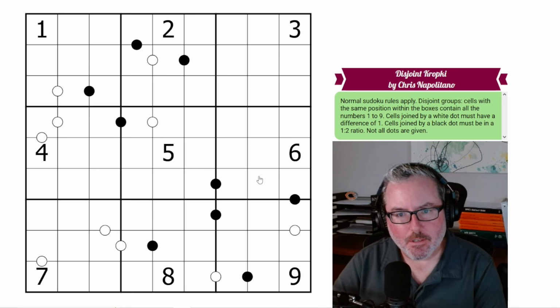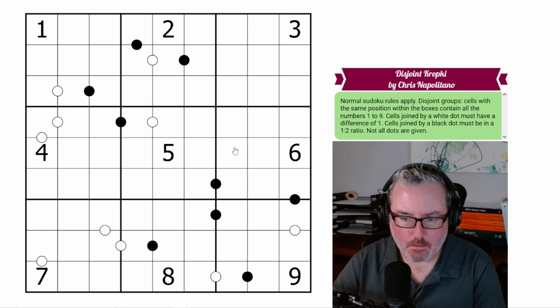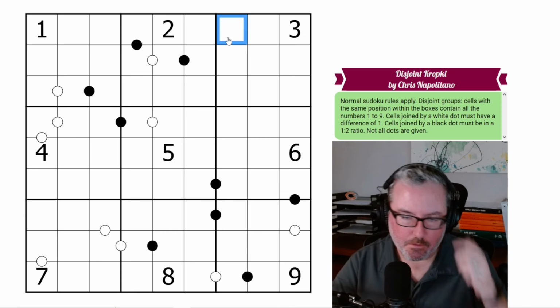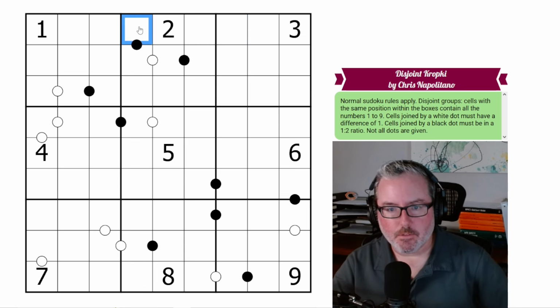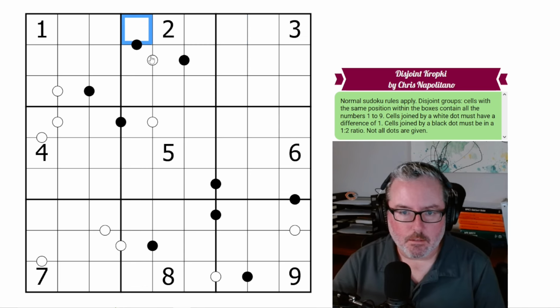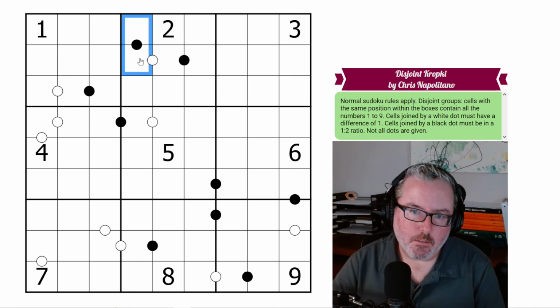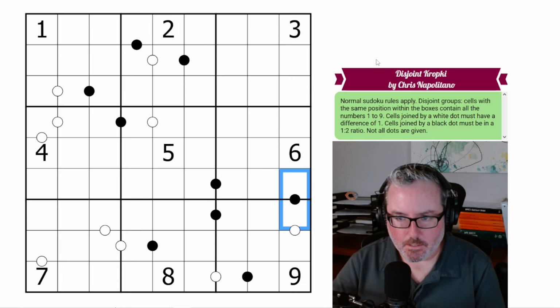Well, there's a couple of things that we might be able to use in terms of our black Kropki dots. And I don't think the disjoint groups right at the moment are going to help us too much. I'm sure we can remove possible options for some of them, but I think we have to get into this a little bit further before that becomes a real force in this Sudoku solve. So first thing I'm noticing is there's a couple of areas where we have black Kropki dots which are being limited by the digits that see them.